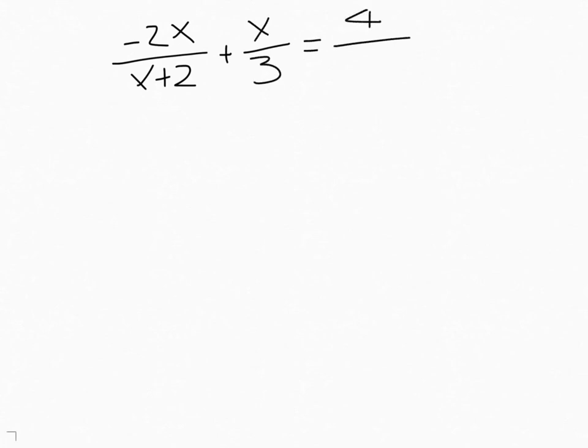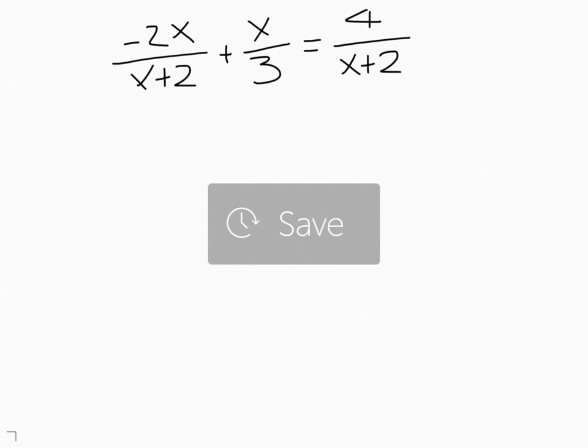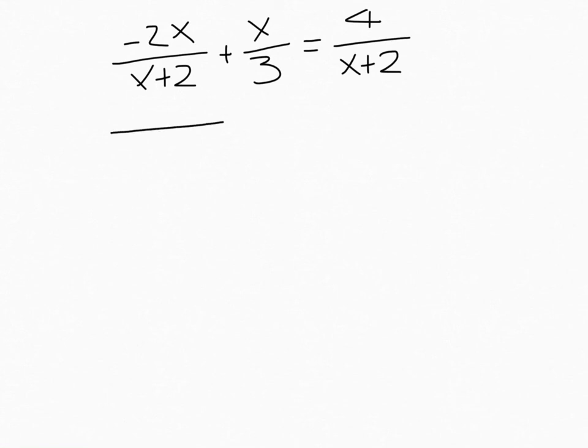Number 12, negative 2x over x plus 2 plus x over 3 equals 4 over x plus 2. So we have two fractional expressions on the left hand side. What's the least common denominator between x plus 2 and 3? They don't look the same. So can I just multiply one another? X plus 2 times 3. So I have to multiply my numerator with 3.